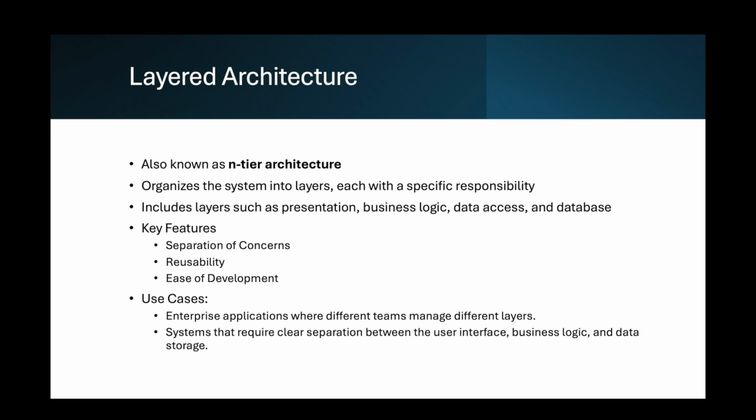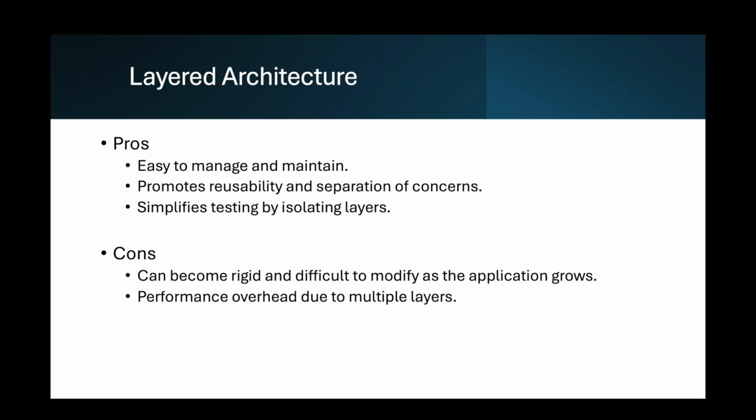Let's look at an example. An e-commerce application might have a presentation layer for the user interface, a business logic layer for processing orders, a data access layer for interacting with databases, and a database layer for storing product information. Pros of layered architecture include being easy to manage and maintain, promoting reusability and separation of concerns, and simplifying testing by isolating layers. On the other hand, cons include that it can become rigid and difficult to modify as the application grows, and performance overhead due to multiple layers.